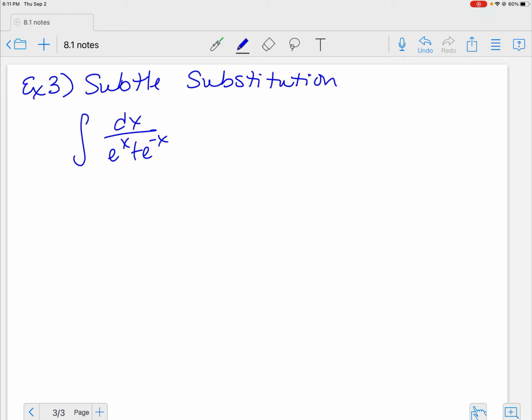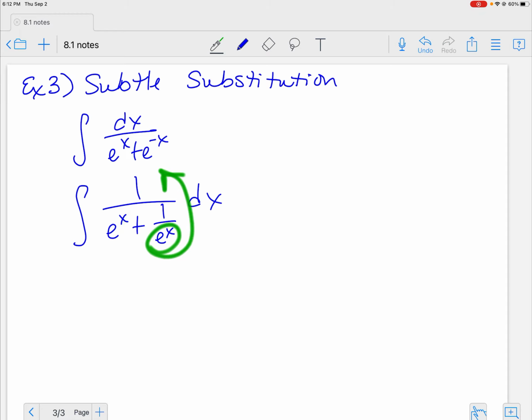Anytime you have that negative exponent, that tells you that you have a fraction. So I'm going to write this as 1 over e to the x plus 1 over e to the x like that. Complex fraction. Because of the plus sign, I can't just move this up with that negative here. So you have to know your algebra.